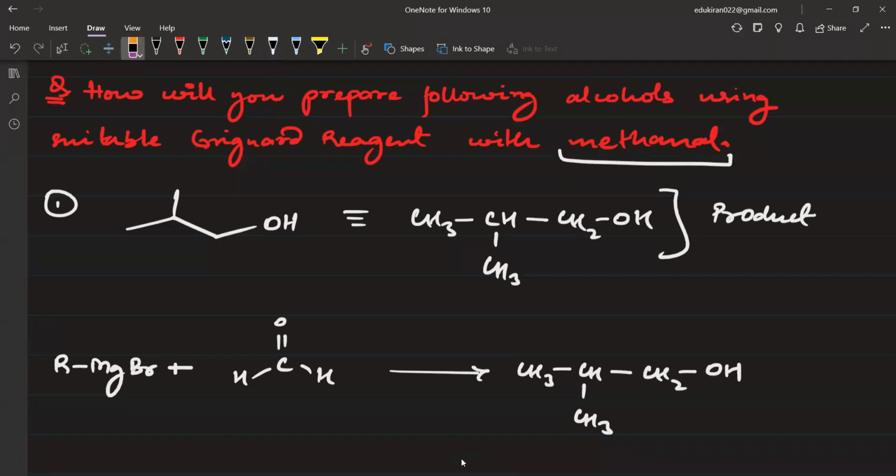Now, first of all, you will identify the parts that are already in the methanol and in the alcohol. So see, this oxygen is already there. So this oxygen is coming from methanol, right? Yes or no? Please tell me. Oxygen will be coming from the aldehyde. Yes or no? Correct?